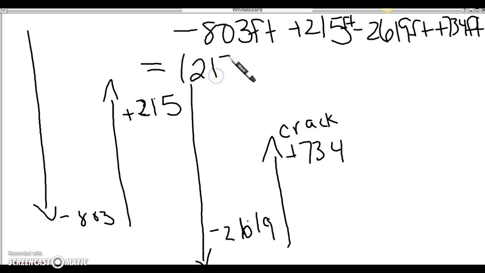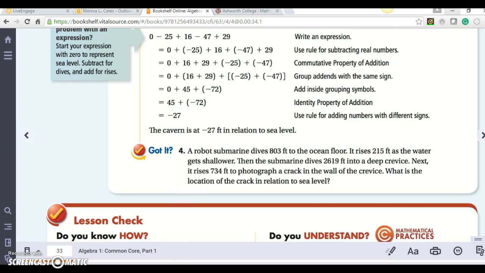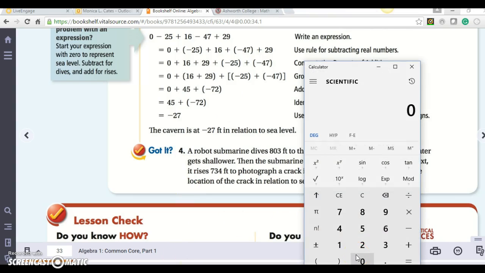Okay, so now I'm going to group my positive and negative terms. So I have 215 feet plus 734 feet plus negative 803 feet plus negative 2619 feet. So I'm going to use my calculator. That's 215 plus 734. That gives me 949 feet.